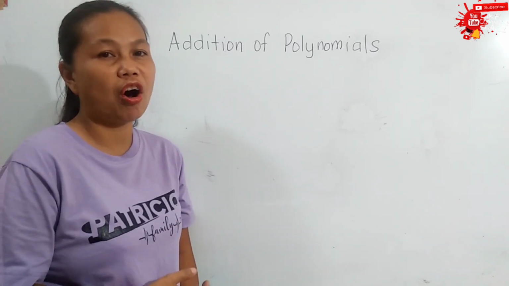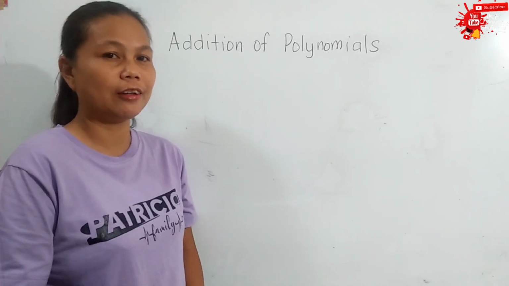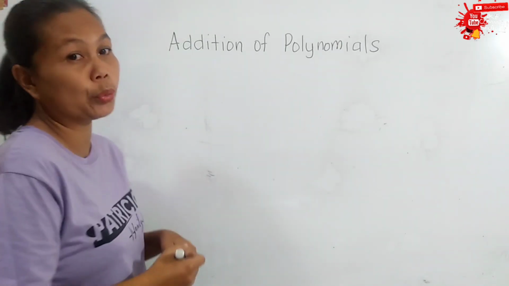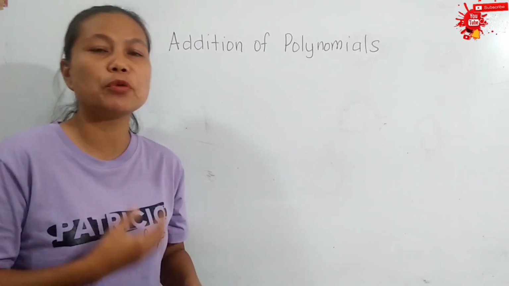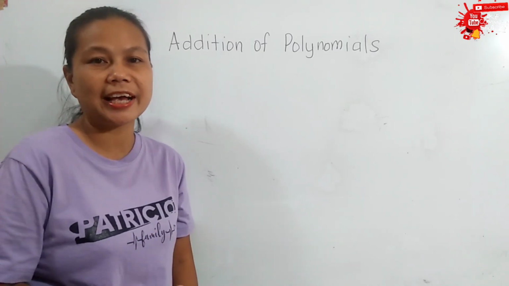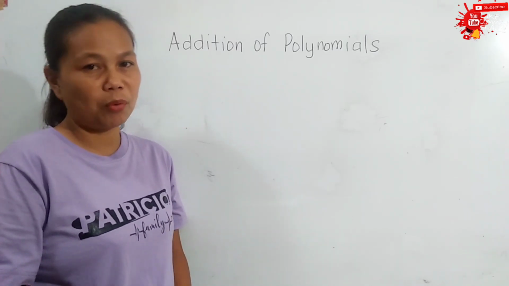So for today's discussion of addition of polynomials, we have to review the rule for addition of integers, or addition of signed numbers. For addition of integers, we have two rules. If we are adding two integers with like signs, or with common signs, we add their absolute values and copy the common sign.